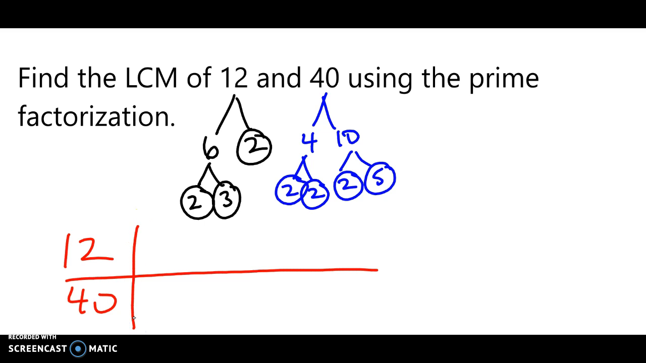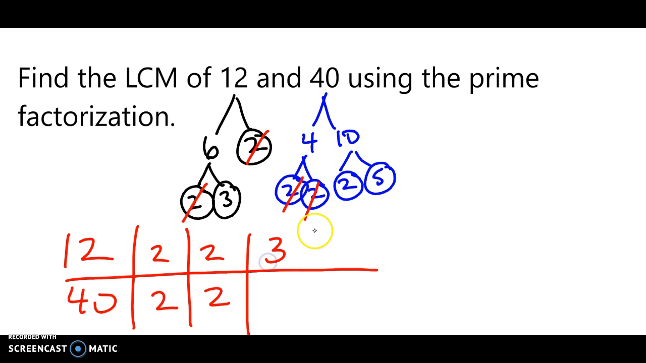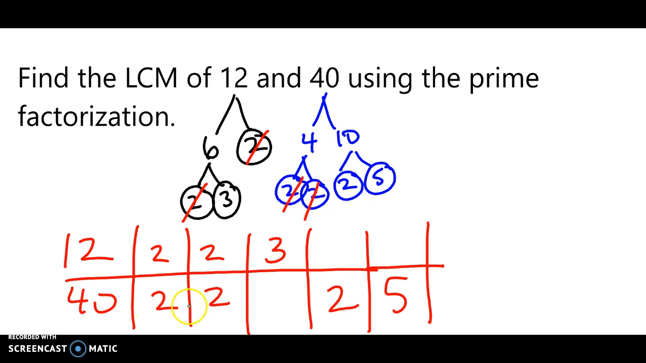Okay, what do they have in common so far? They both have a 2, so we're going to write a 2 right there. They also both have a second 2. There's nothing else that they have in common, so now we just need to fill in that the 12 has a 3, 40 doesn't, so you leave it blank. 40 has another 2, and 40 has another 5. So 40 is 2, 2, 2, 5, and 12 is 2, 2, and 3.